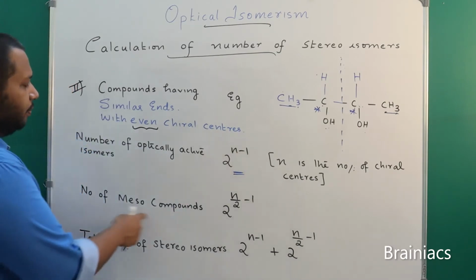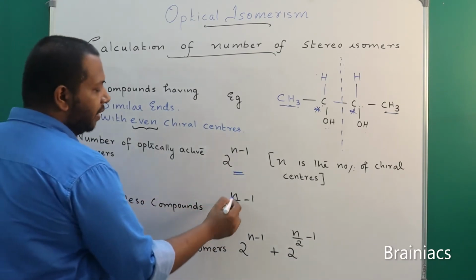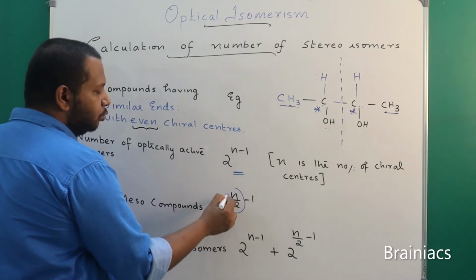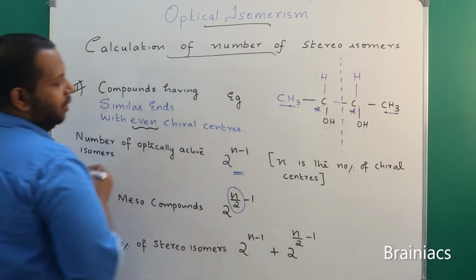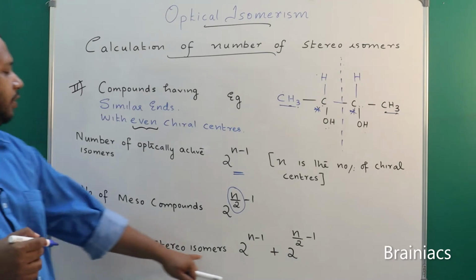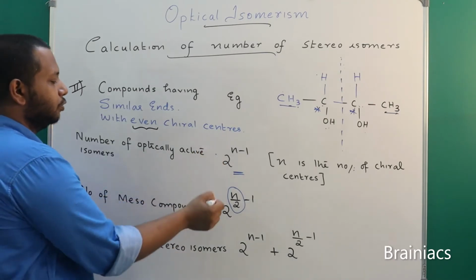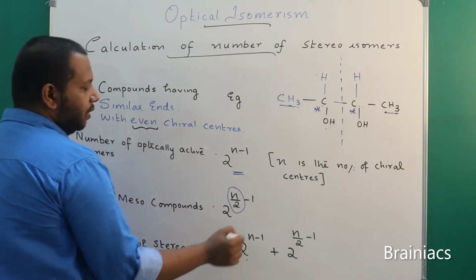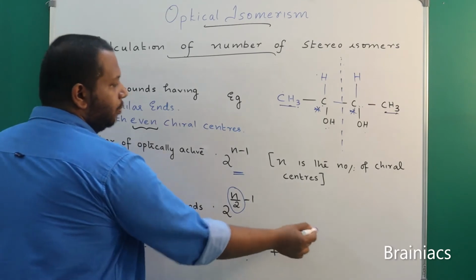The number of meso compounds will be equal to 2^(n/2 - 1), 2^(n/2 - 1). And the total number of stereoisomers will be the sum of these two. So 2^(n-1) plus 2^(n/2 - 1).